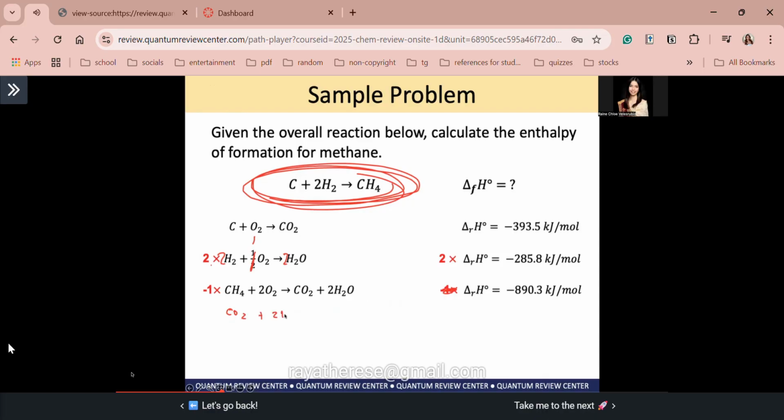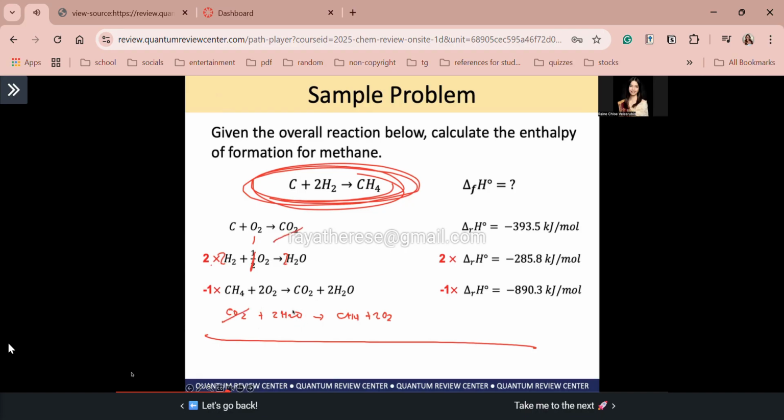CO2 plus 2H2O, CH4 plus 2O2. Okay? Again, this is your new reaction since nireverse ko si reaction 3. Ang gagawin natin kay enthalpy of reaction for reaction 3 is to multiply it by negative 1. Okay? Now, let's see if makukuha na natin ang overall reaction na on the formation for methane. Okay? So here we can cancel CO2, right? Because it's on the reactant side and on the product side.